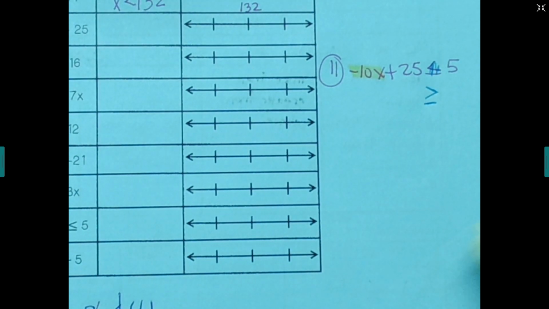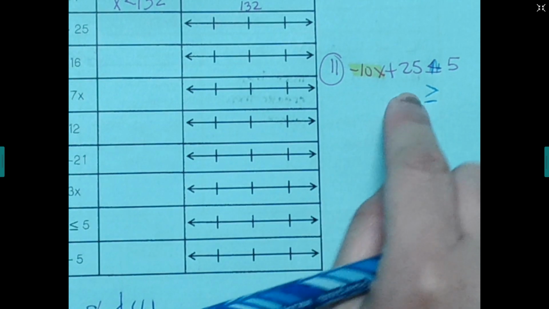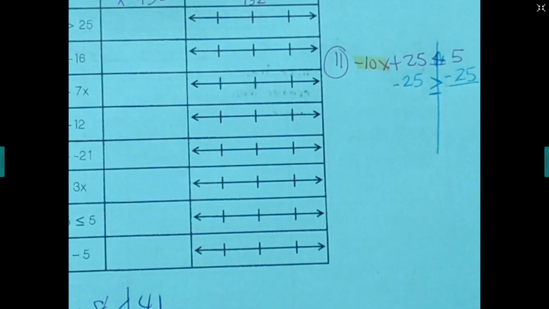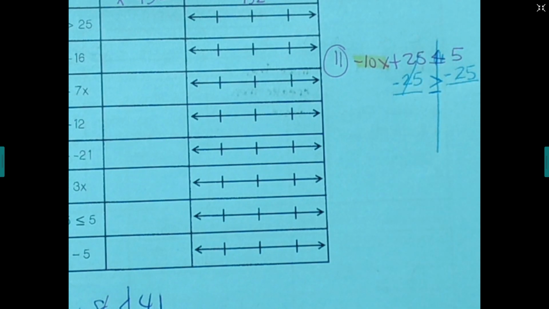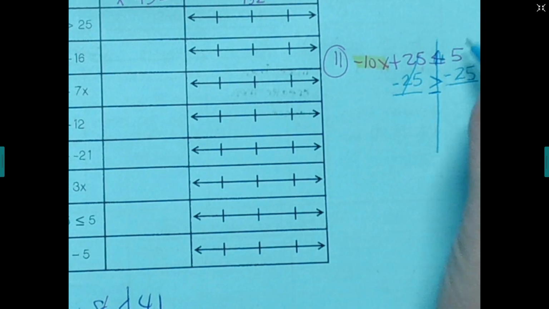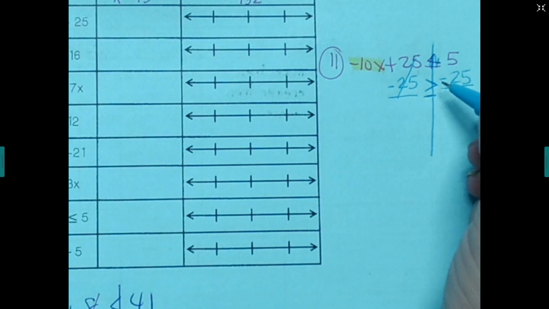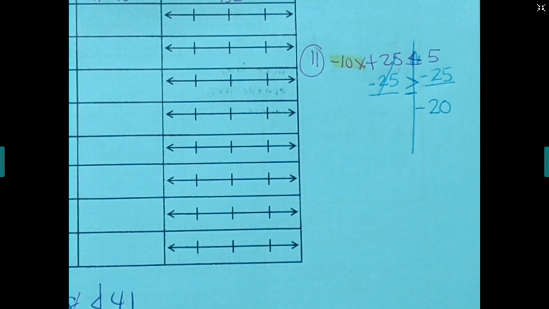Okay. I want to get rid of my plain number, which is plus 25. The opposite is minus 25. Okay, over here, minus 25. On this side, they cancel out. Here, I have 5 minus 25. So the signs are different, so I am going to subtract. And the negative team has the most points, so it's a negative. Negative 20. Okay, over here, I'm left with negative 10x.